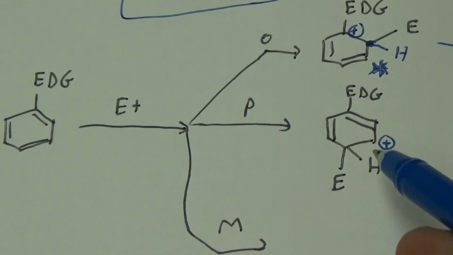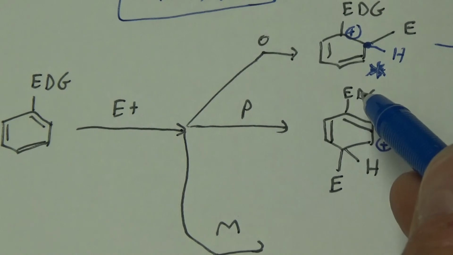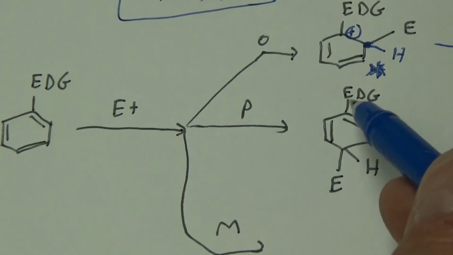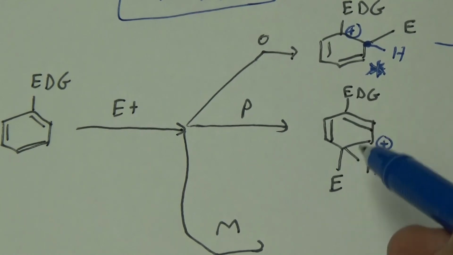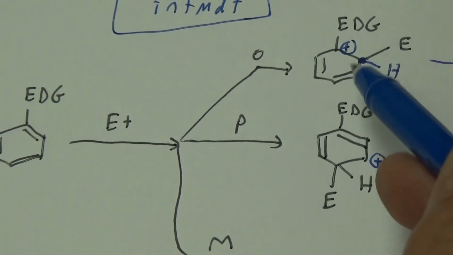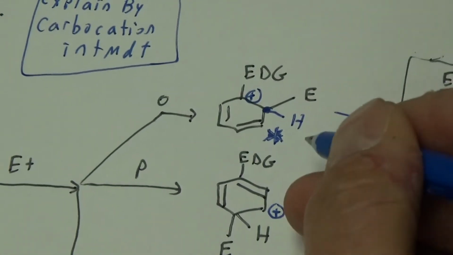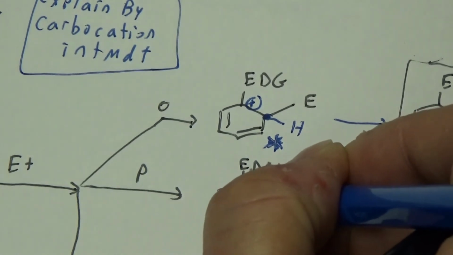Is there anything happy about this, or stable? Well, you have a donating group, and it's donating in, and there's a positive charge. And the answer is you can't actually see it. Here it was obvious, right? Donating group, positive charge, happy, happy. But here it's not obvious until you do a resonance of the double bond.